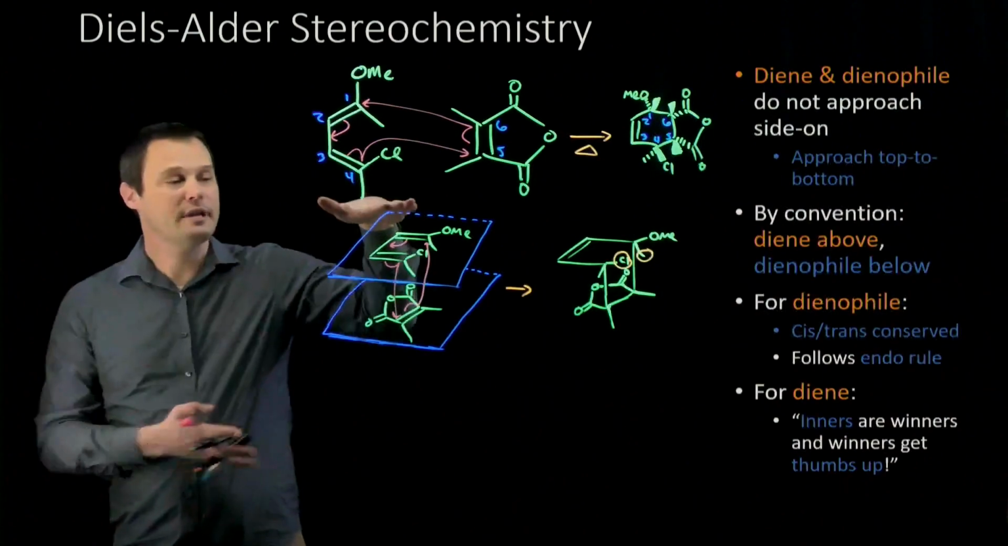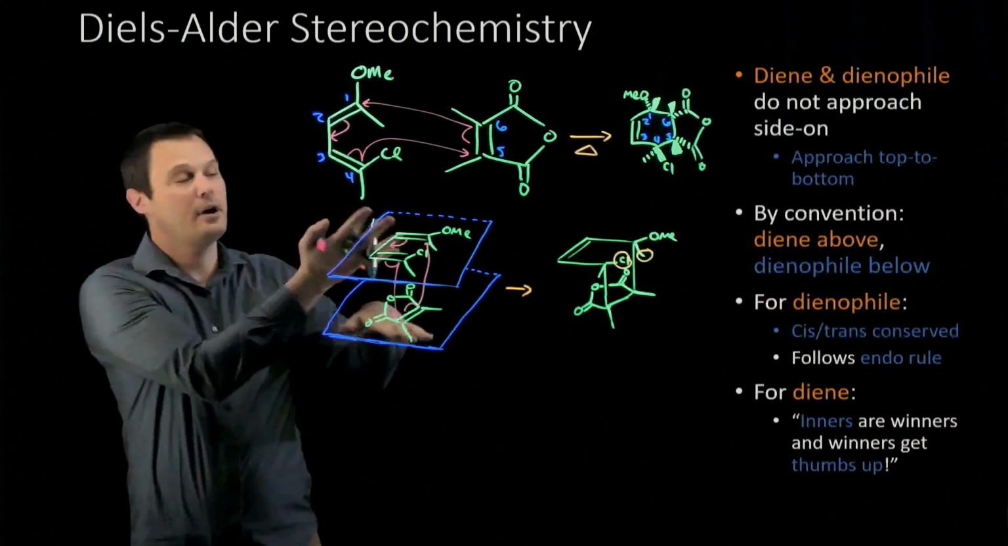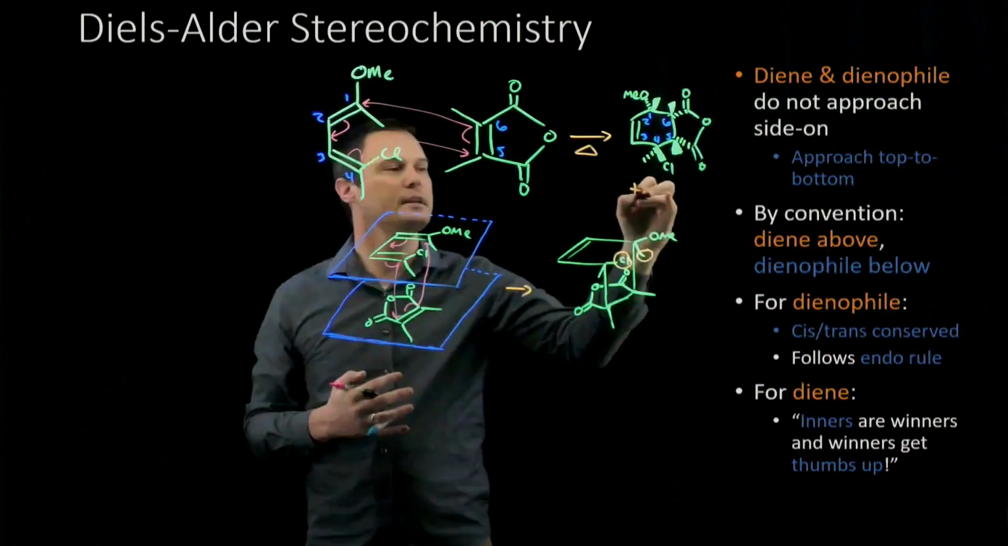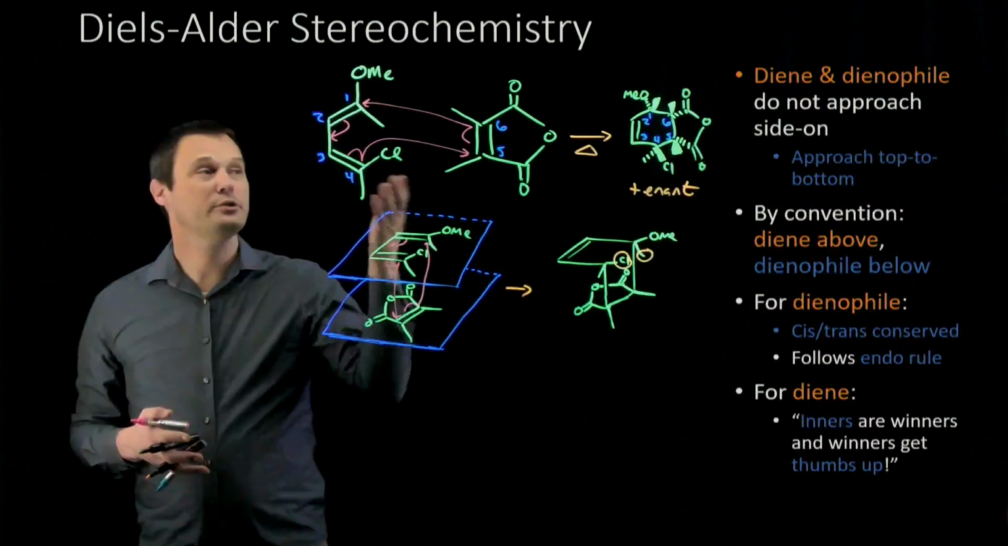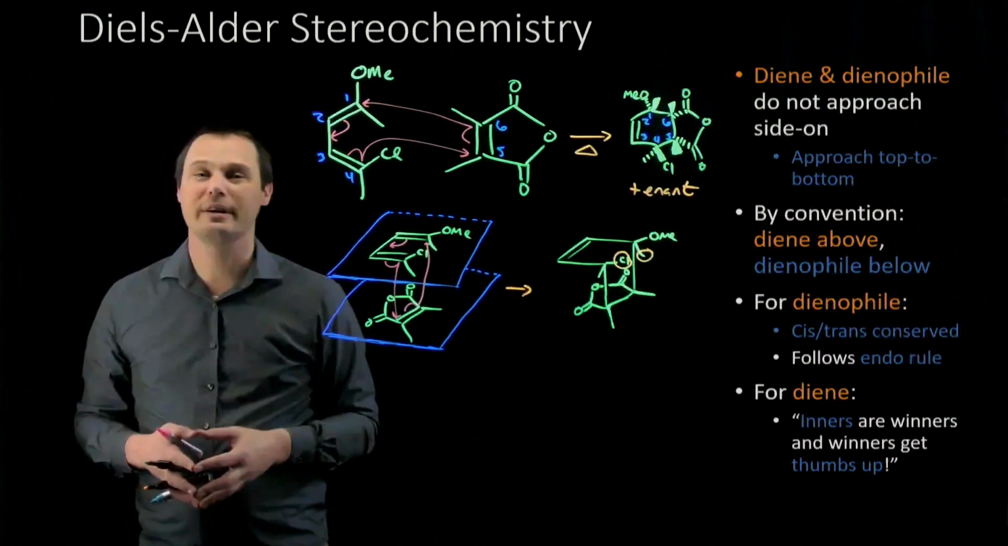This is the product where the diene is on top, the dienophile is on bottom. It could have been the other way around, so we end up with this product plus its enantiomer. And that's it. With these simple pro tips, you too can become a Diels-Alder stereochemistry ninja.